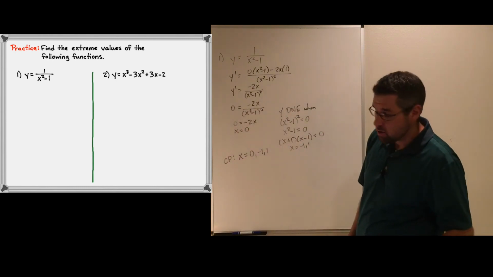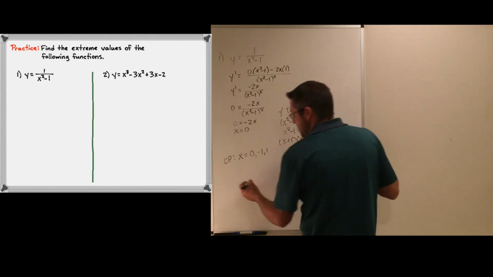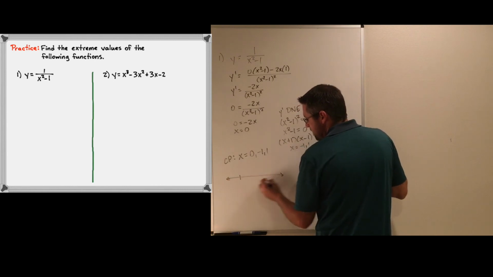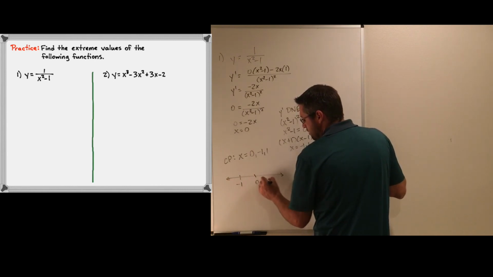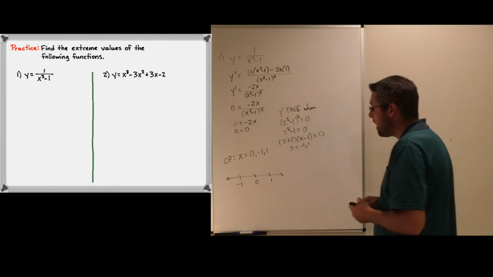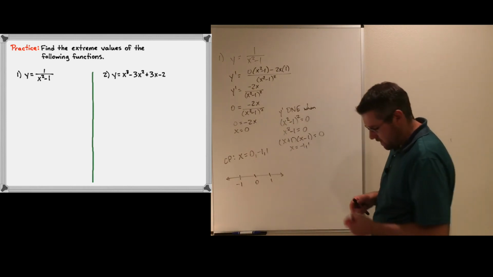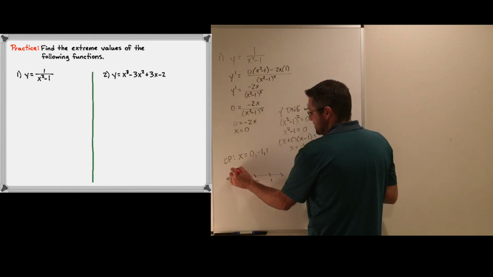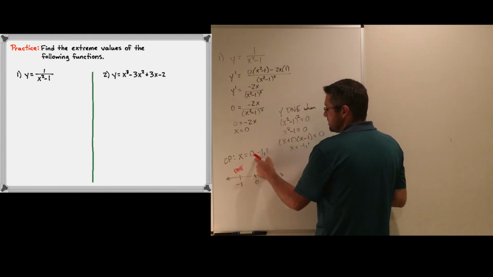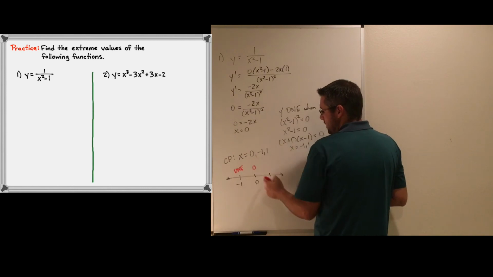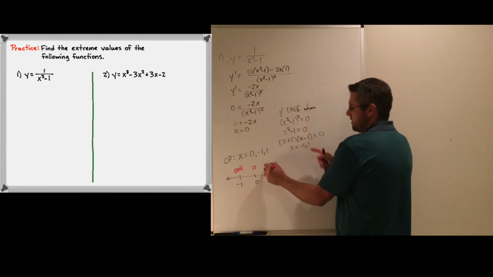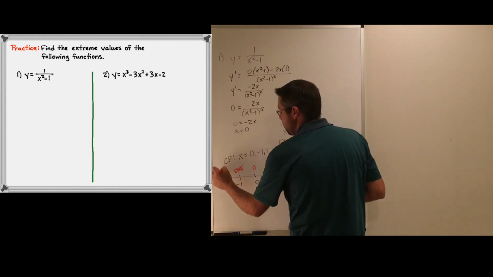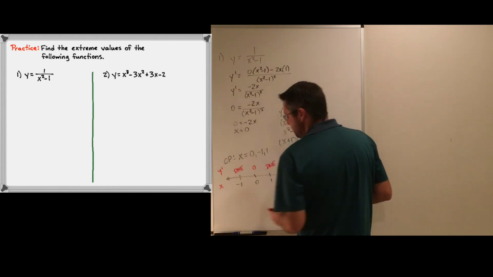But our number line is going to look a little different as a result. When I set up the number line, I don't have an endpoint. This is going to just keep going. So we've got negative 1, 0, and 1. Now we're going to identify what these are. When x equals negative 1, the derivative did not exist. When x equals 0, the derivative was 0, and when x equals 1, the derivative did not exist. So this is our y prime line, and this is our x line.